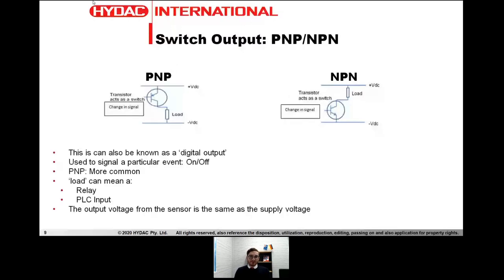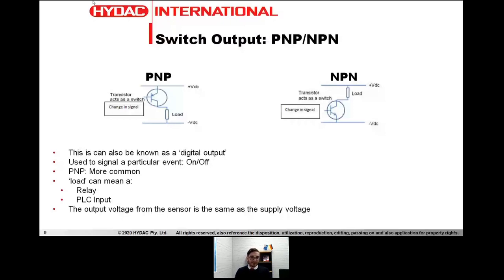And now if we go to the switch output, this is either a PNP or an NPN sensor. I'll go over just a very high level of this particular output. This is different to a relay output, and generally PNP or NPN sensors can switch a lot faster than the relay output, and they generally have a life cycle which is a lot higher. So in the millions of cycles, as opposed to a relay output, which could be in the hundreds of thousands of cycle or event triggers.